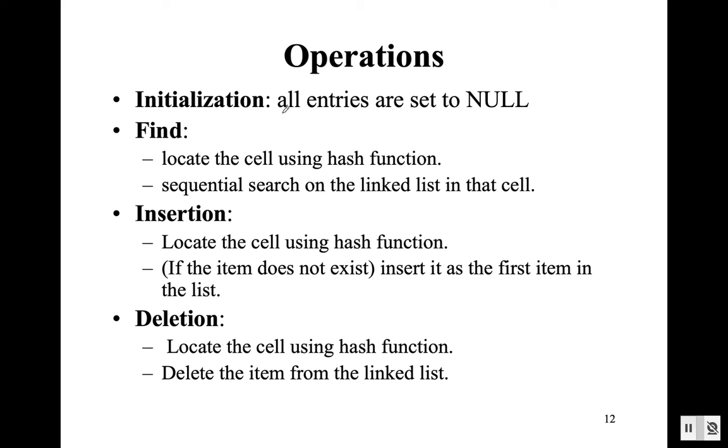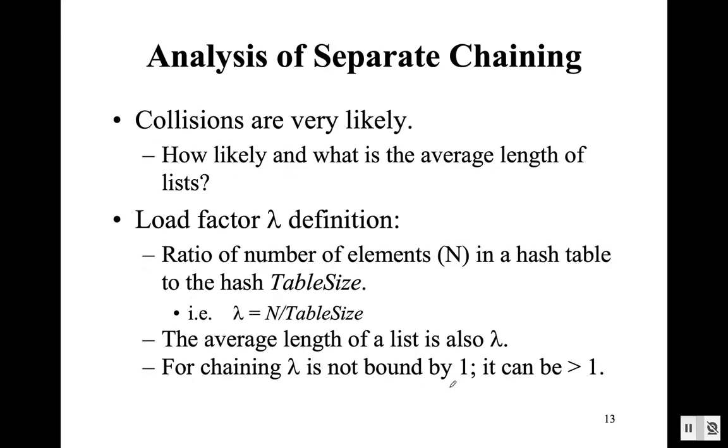Initially, every pointer is going to point to null. To find an item, we locate the cell using the hash function, then use a sequential search in the linked list in that cell. Insertion means locating the cell using the hash function and inserting at the first position in the list. For deletion, we locate the cell using the hash function and delete the item from the linked list.